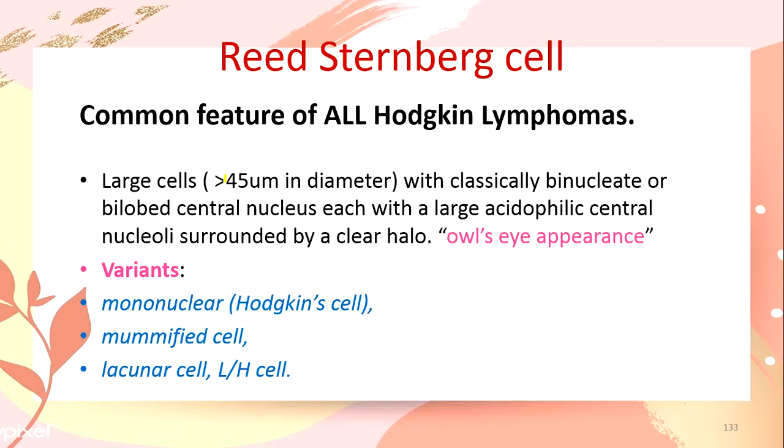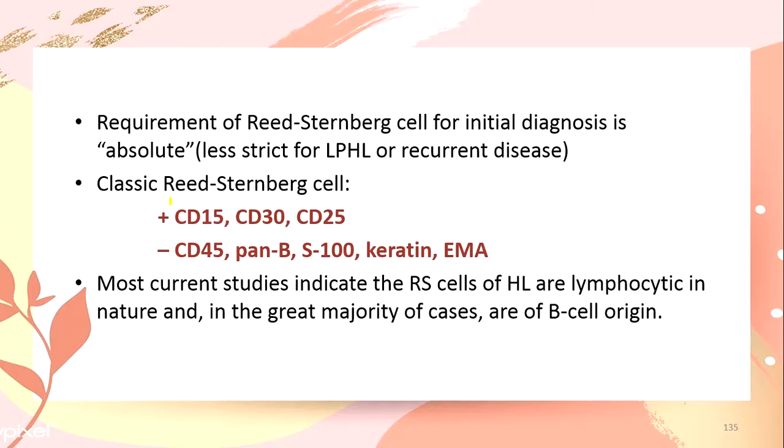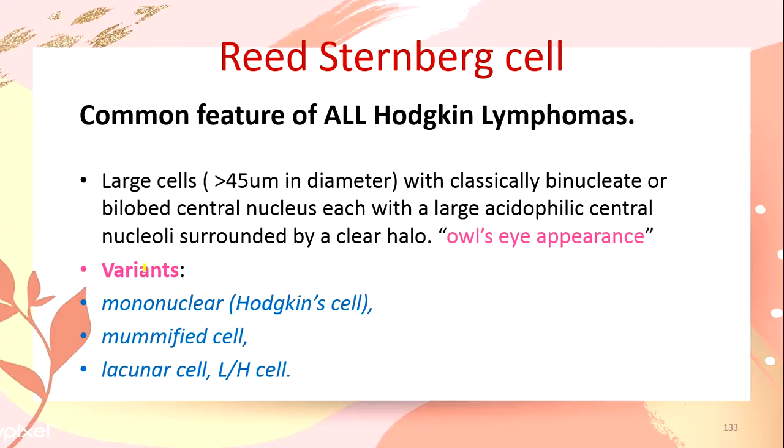It is a large cell more than 45 micrometer in diameter with the classic binucleate or bilobed central nucleus, each with a large acidophilic central nucleoli surrounded by clear halo, owl's eye appearance. This is the appearance of Hodgkin RS cell in Hodgkin lymphoma, and it resembles owl's eye, mirror image nuclei. Its variants are mononuclear, also called Hodgkin cell, mummified cell, lacunar cell, and lymphohistiocytic cell.